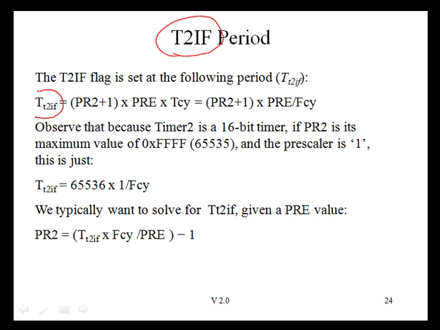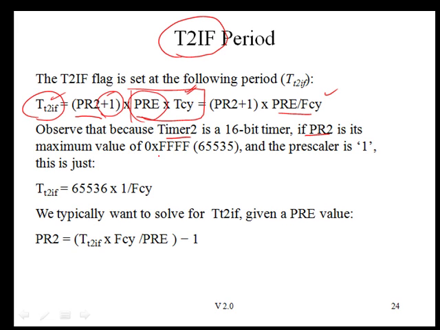We can write the amount of time that it takes to set that flag via this equation. We take the value in the PR2 register and add 1, because it turns out that it takes an extra clock cycle to reset the counter back to 0 and to set this flag, and we multiply that by the clock period of the timer. The clock period of the timer is the instruction cycle period times the prescale value. Because we know that period is equal to 1 over frequency, we can represent this as the prescale value divided by the instruction clock frequency.